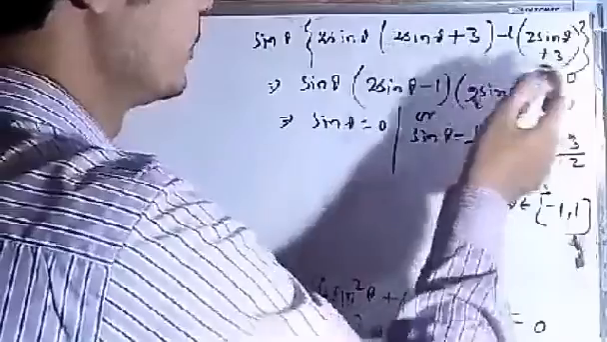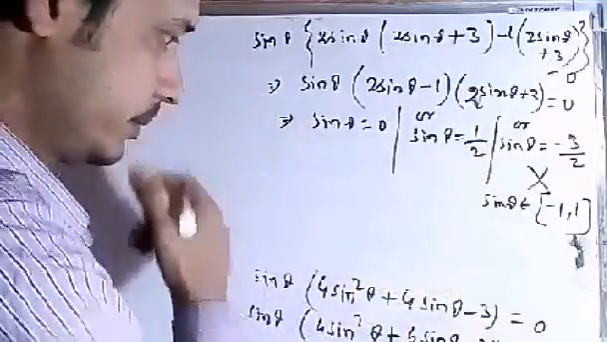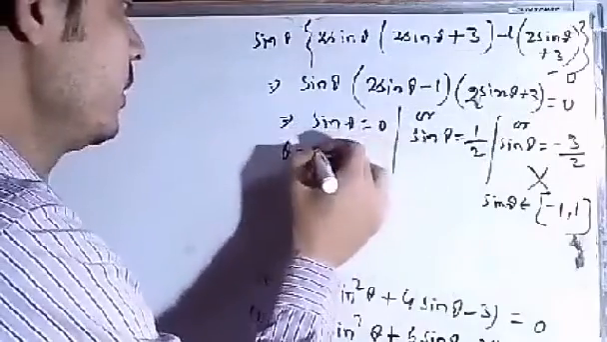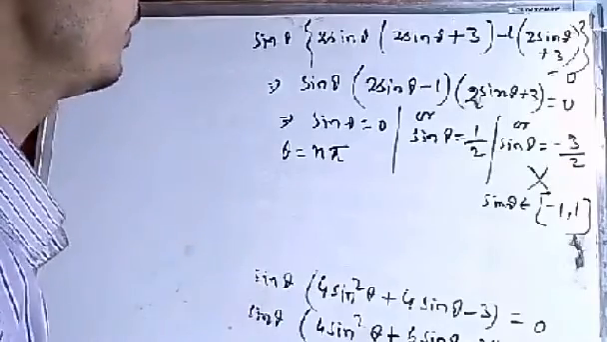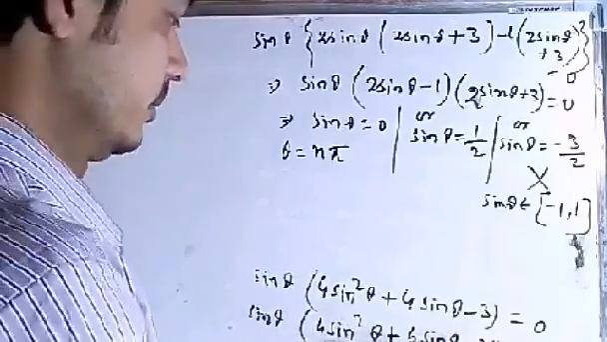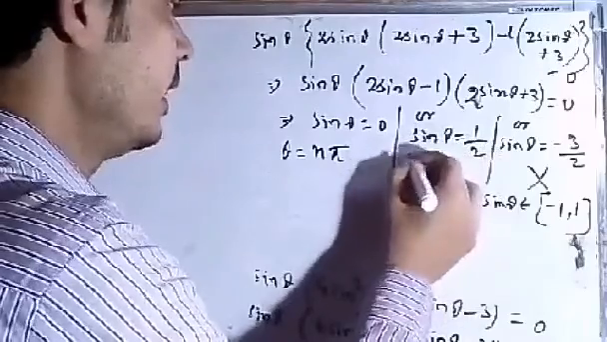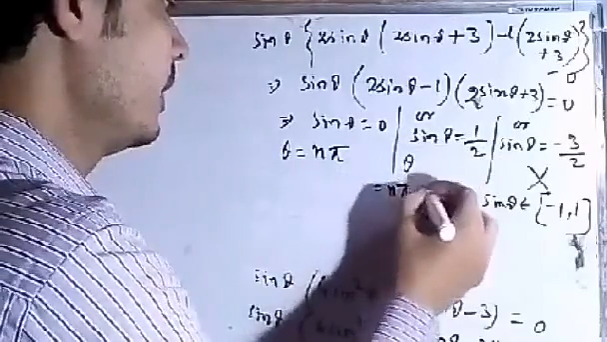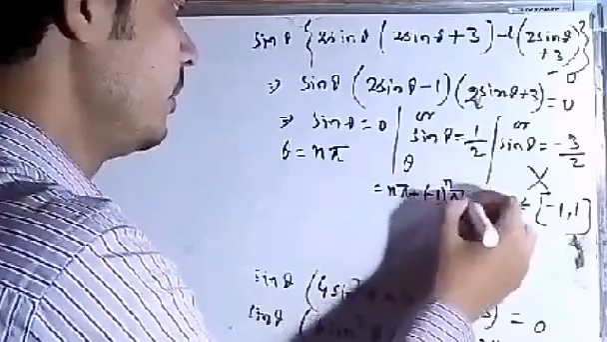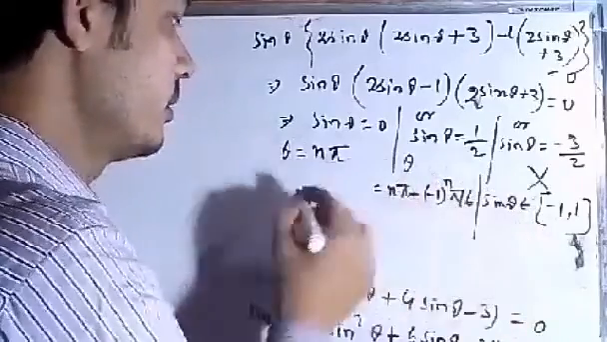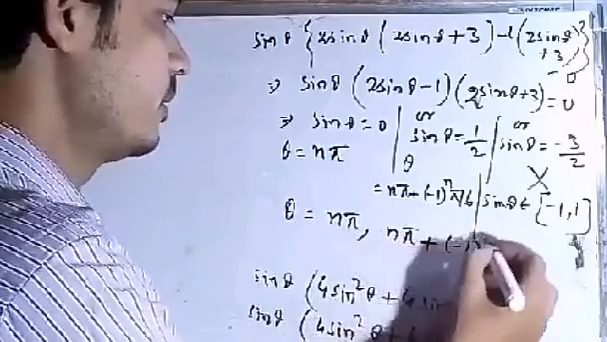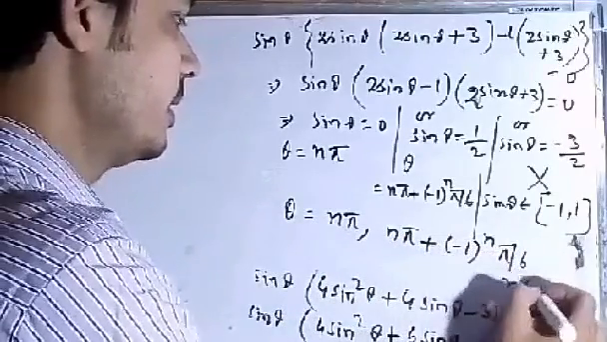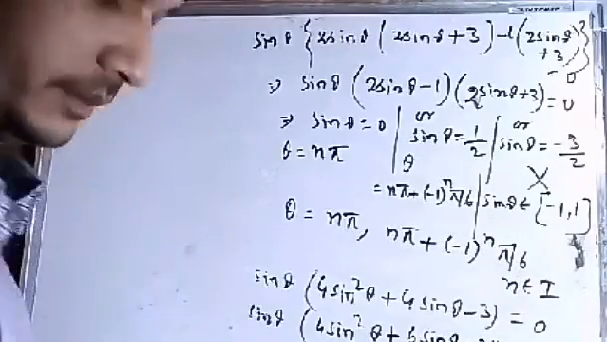Now from this we have sine theta equals 0, so theta equals n pi. And from sine theta equals half, theta equals n pi plus minus 1 whole to the power n, pi by 6. So the values of theta are n pi, comma, n pi plus minus 1 whole to the power n, pi by 6, n belonging to capital I.